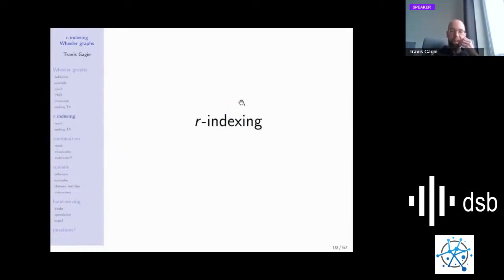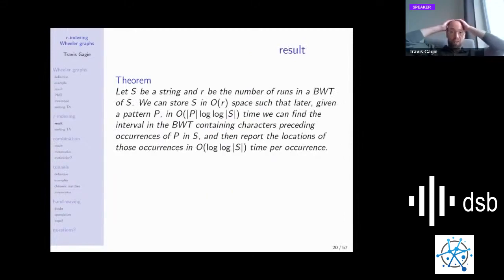Okay, r-index. So this is from a paper a couple of years ago. Let S be a string and let r be the number of runs in a BWT of S. We can store S in O of r space such that later, given a pattern P, in P log length of S time, we can find the interval in the BWT containing characters preceding occurrences of P in S, and then report the locations of those occurrences in log length of S time per occurrence. So the key thing is being able to report the locations of the occurrences fast.